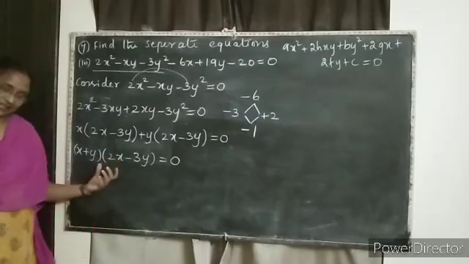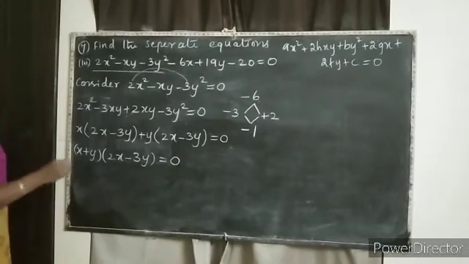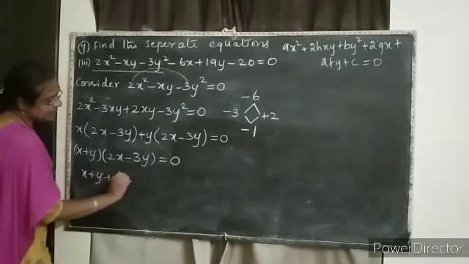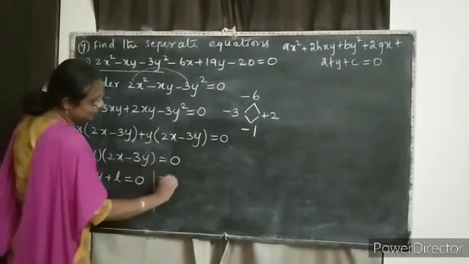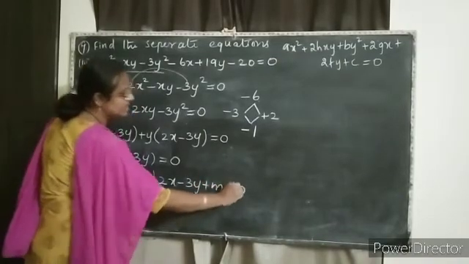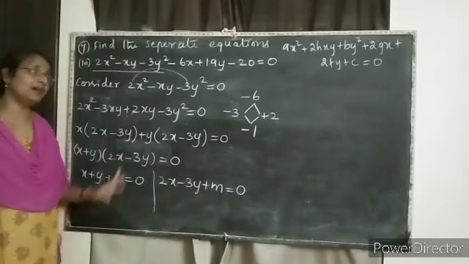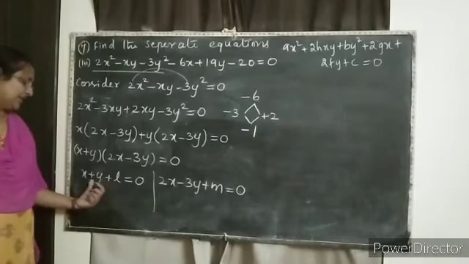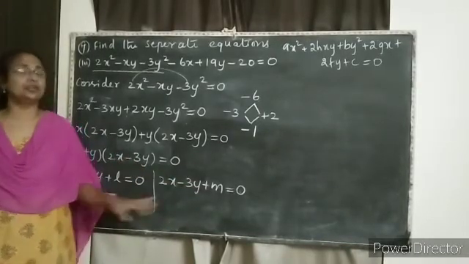Do you remember? But here, we are going to include one more constant for this. That is, from this, x plus y plus l is equal to 0. The next one, 2x minus 3y plus m is equal to 0. So this is a very different step here. You have to remember it only for this model alone. Now this becomes a separate equation: x plus y plus l equal to 0, 2x minus 3y plus m is equal to 0.